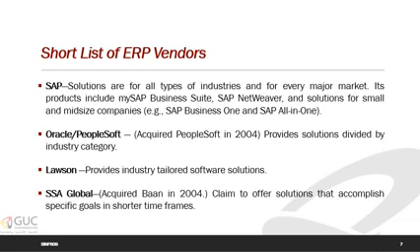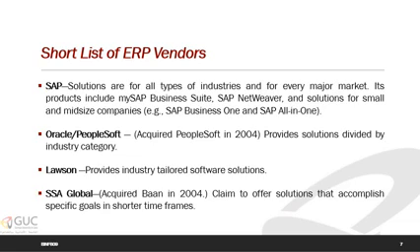The third ERP vendor is Lawson, founded in 1975, and provides industry-tailored software solutions. The Lawson solutions include enterprise performance management, distribution, financial, human resources, procurement, retail operations, and service process optimization.